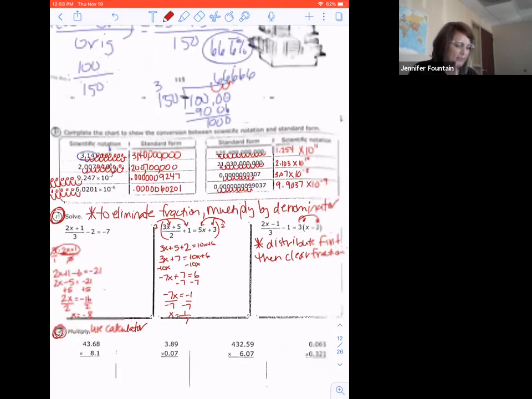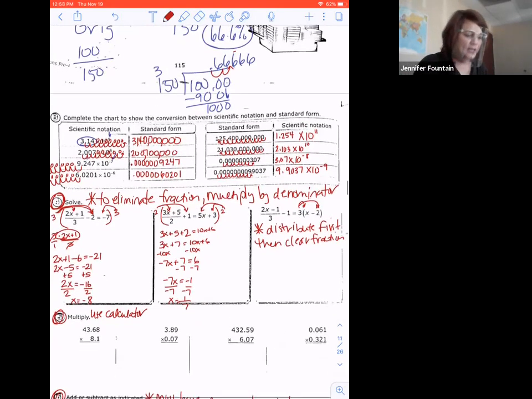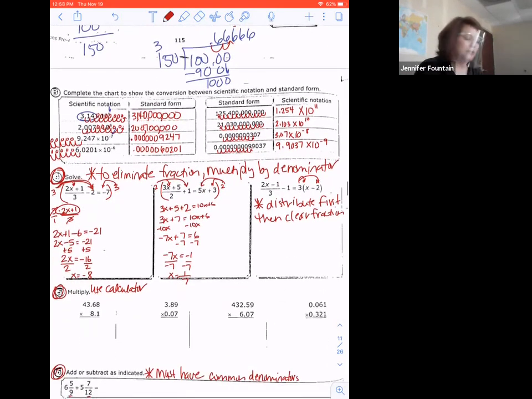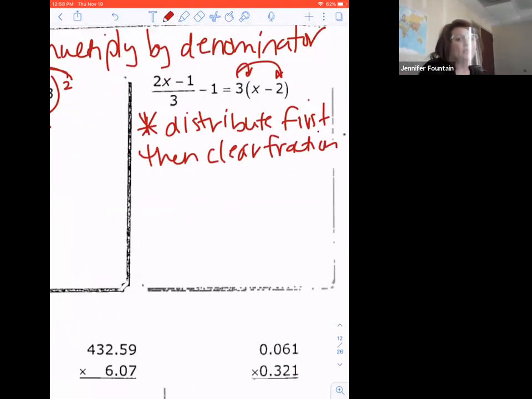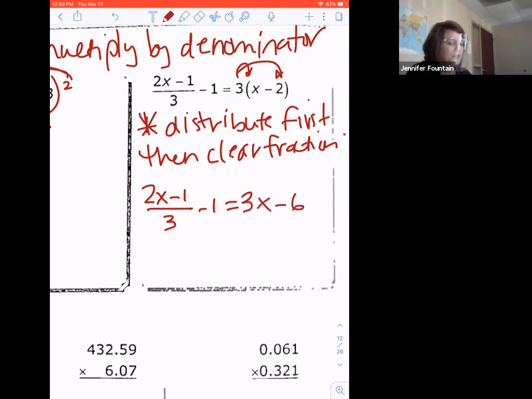And then finally, this one is page 116. Okay, this one I made a note to tell you guys to distribute first and then clear the fraction. So I'm going to distribute first. So I've got 2x minus 1 over 3 minus 1 equals, now I distribute 3 times x is 3x and 3 times negative 2 is minus 6. Now I'm going to multiply everything by 3 to clear that denominator.